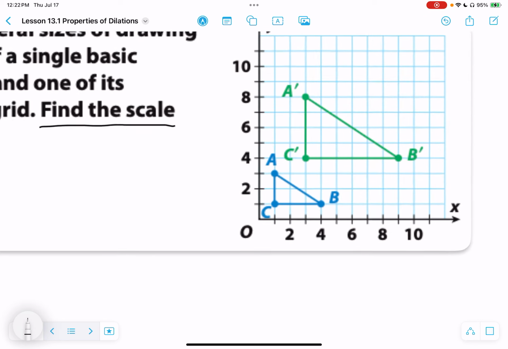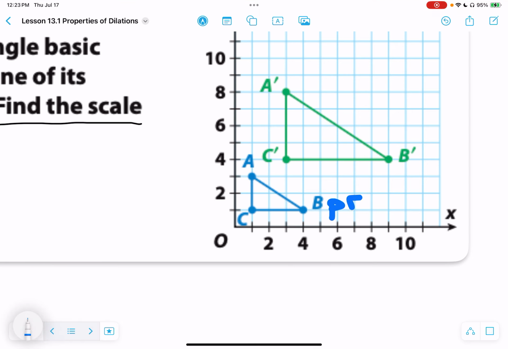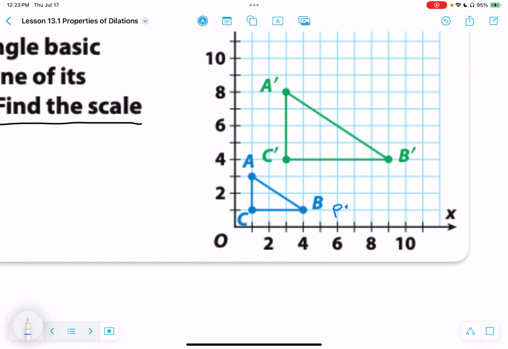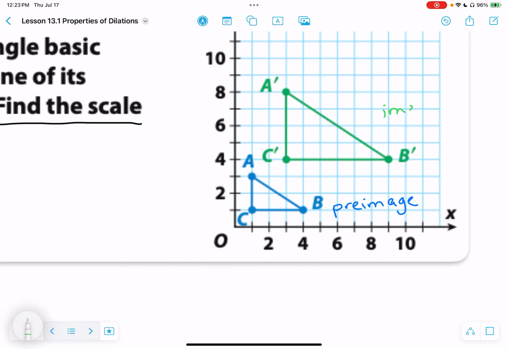So, a couple of words that we need to refamiliarize ourselves with. These are words that we should already know, but let's just go ahead and make sure. The original shape, the ABC, is called the pre-image. And then the dilated shape, the A prime, B prime, C prime, is called the image. And what we want to know is how many times bigger is the image than the pre-image?